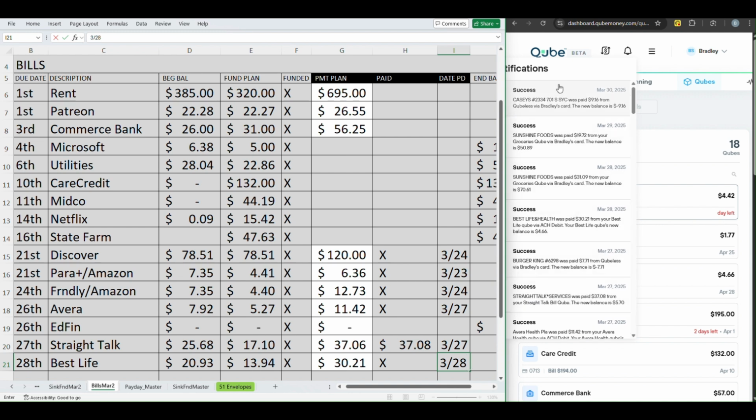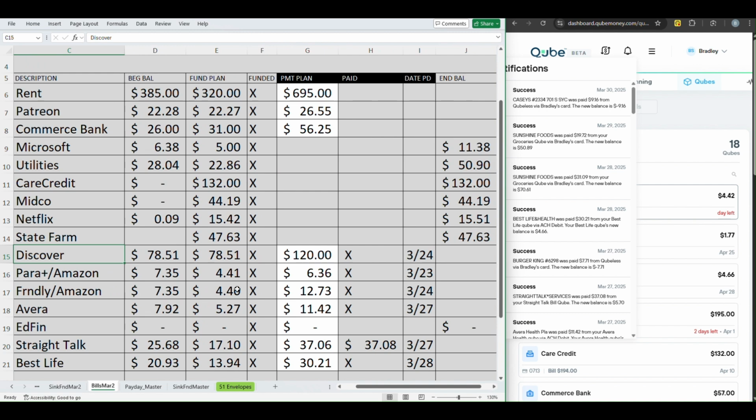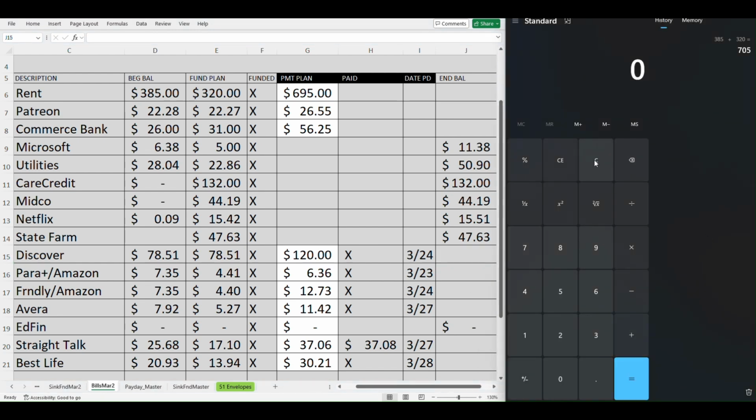Now I'll have to pick that up after the first of the month to do the rent and Patreon and Commerce Bank. That's at the top of the list. So now I can go and take my beginning balance and then I'll add the fund that I added to the envelope. And then I'll take out the amount that was paid. And that should give me an ending balance. So on the right side, I've got my calculator here.